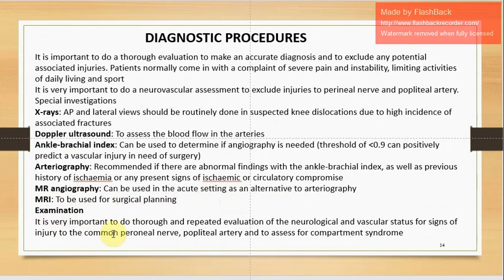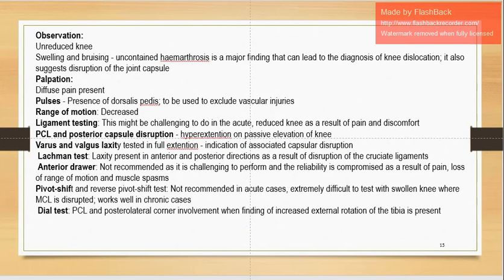On examination, it is important to do a repeated evaluation of the neurological and vascular status for signs of injury, to check for any injury to the common peroneal nerve or the popliteal artery, or to assess for compartment syndrome. On observation, in the unreduced knee there is swelling and bruising, maybe a collection of blood, hemarthrosis, which can be a major finding. Also, on palpation, there will be diffuse pain. You have to check the pulses, the presence of the dorsalis pedis pulse, that is at the ankle.